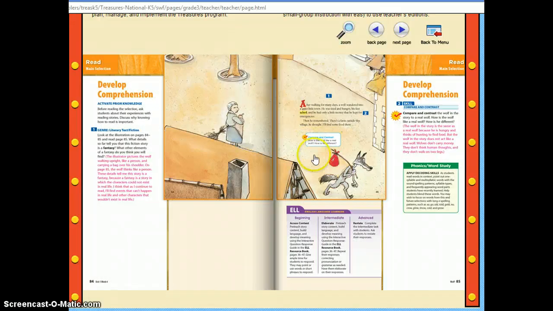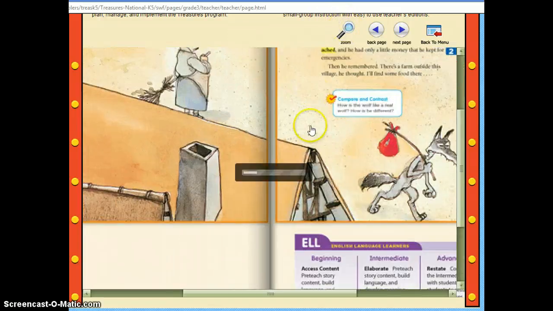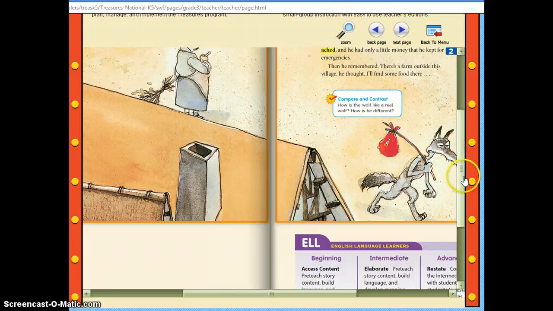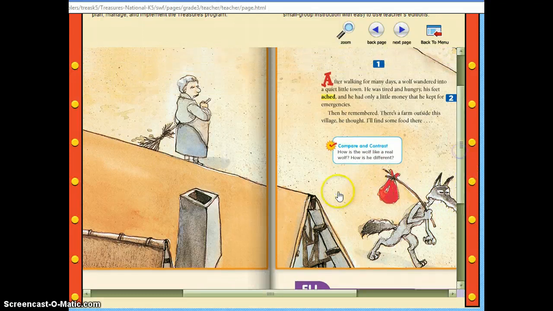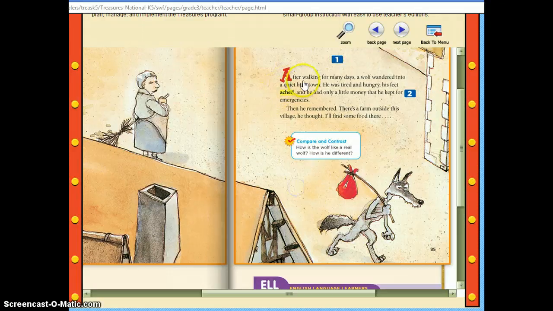The very first page starts with a word that signals the passage of time, right? The very first sentence: "So after walking for many days." So why not just take that opportunity to do "after," and then the next paragraph is "then." So it just shows students that time is passing there. Good opportunity to deal with that particular standard.